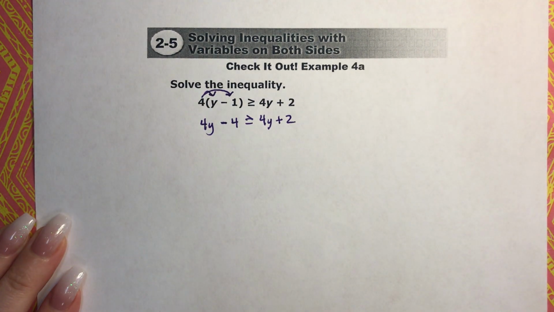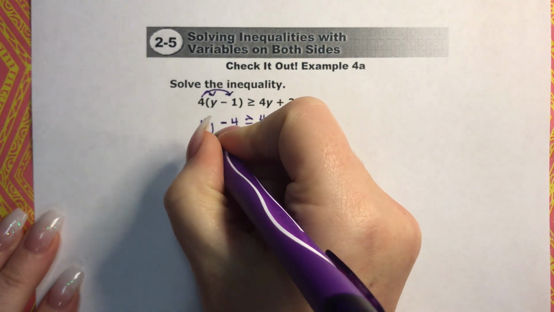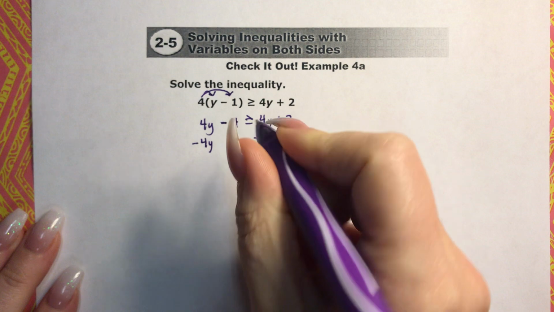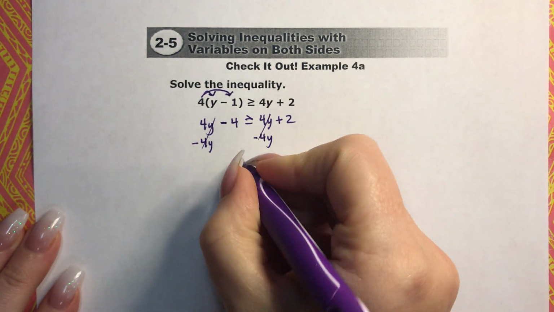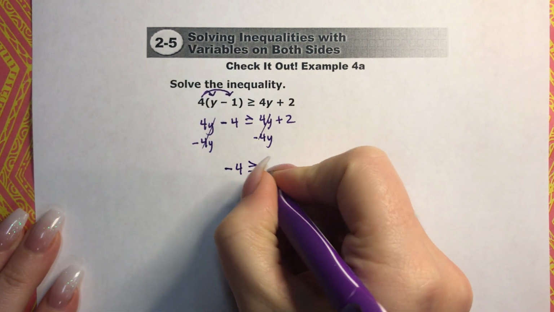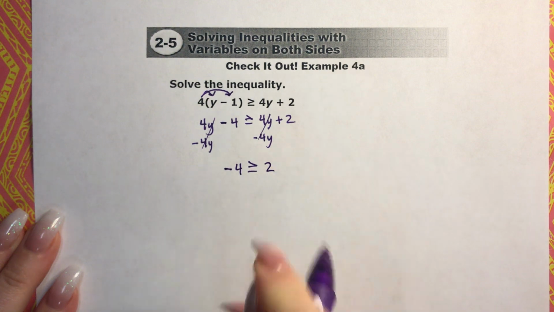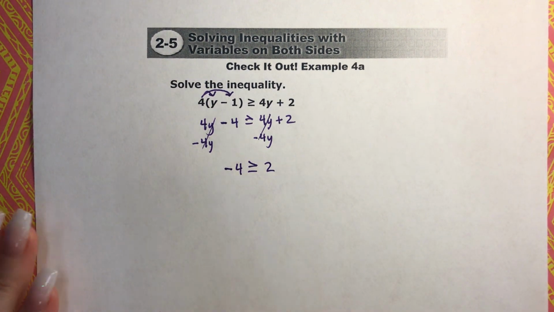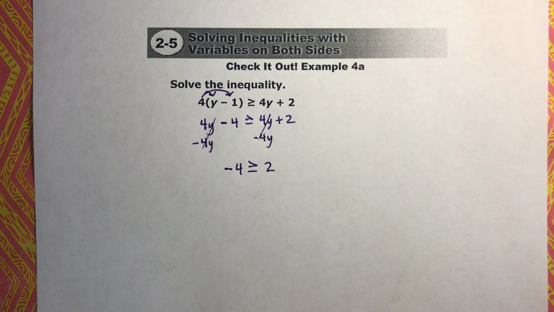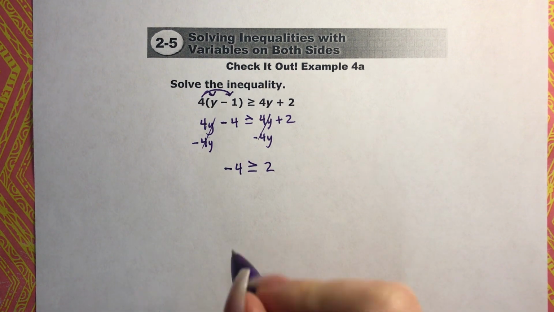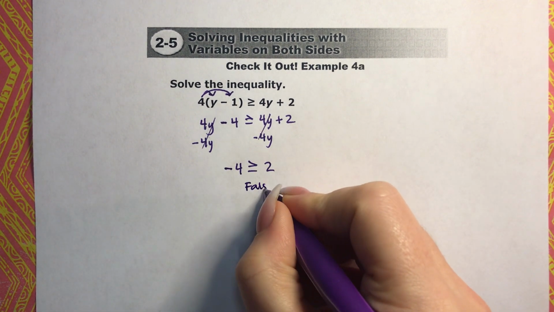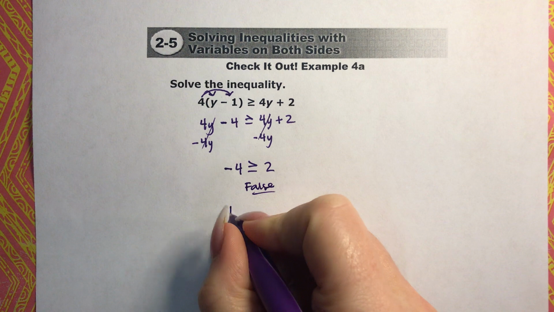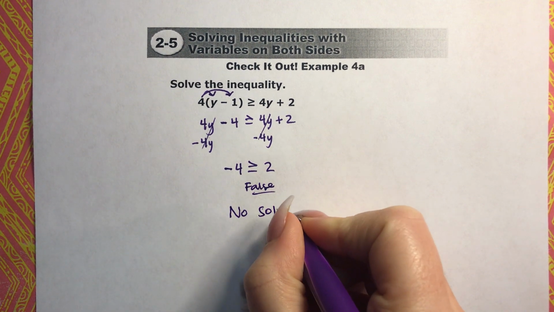Perfect. Now it's time to get the y's on the same side. So I'm going to subtract 4y from both sides. Cancel, cancel. We have negative 4 is greater than or equal to 2. Now is this a true statement or a false statement? Negative 4 is never going to be bigger than 2, so it's false, but false isn't the answer. The answer is that there is no solution.